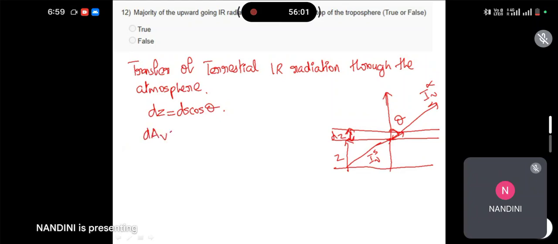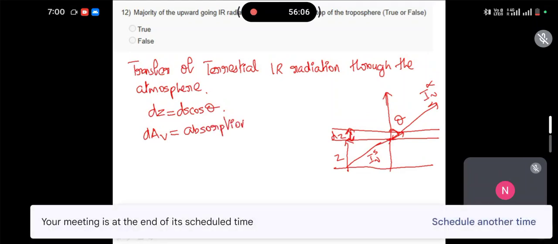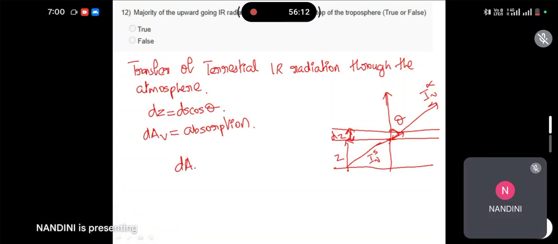So let dA nu be the differential amount of radiation intensity absorbed by the gas layer. According to the Lambert-Bouguer-Beer law, the amount of radiation absorbed by the gas layer is directly proportional, with proportionality constant K nu, to the mass density of the medium, the intensity of the radiation incident on the layer, and the distance along the radiation path that the radiation traverses. So dA nu is given by K nu absorption rho I nu into ds.